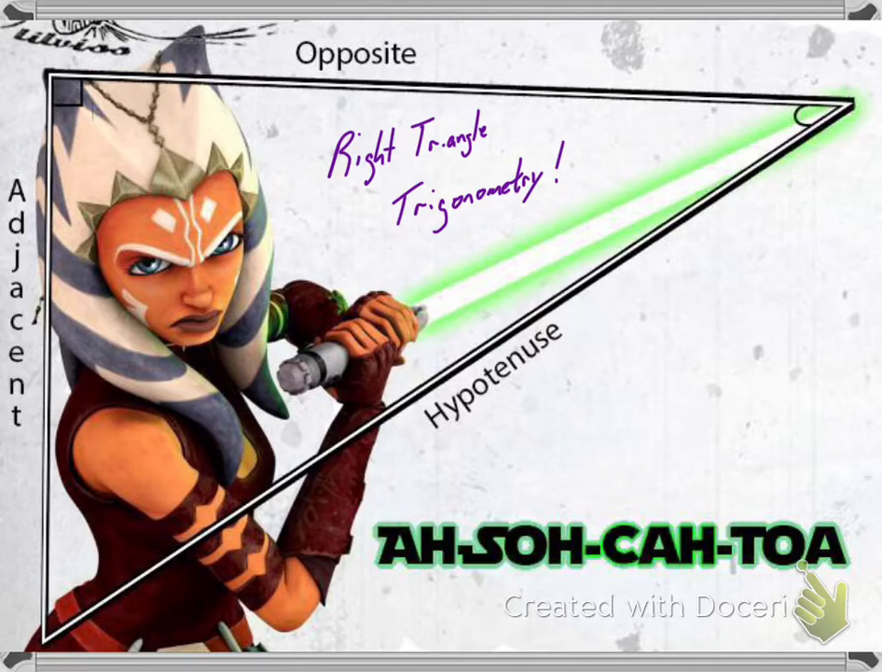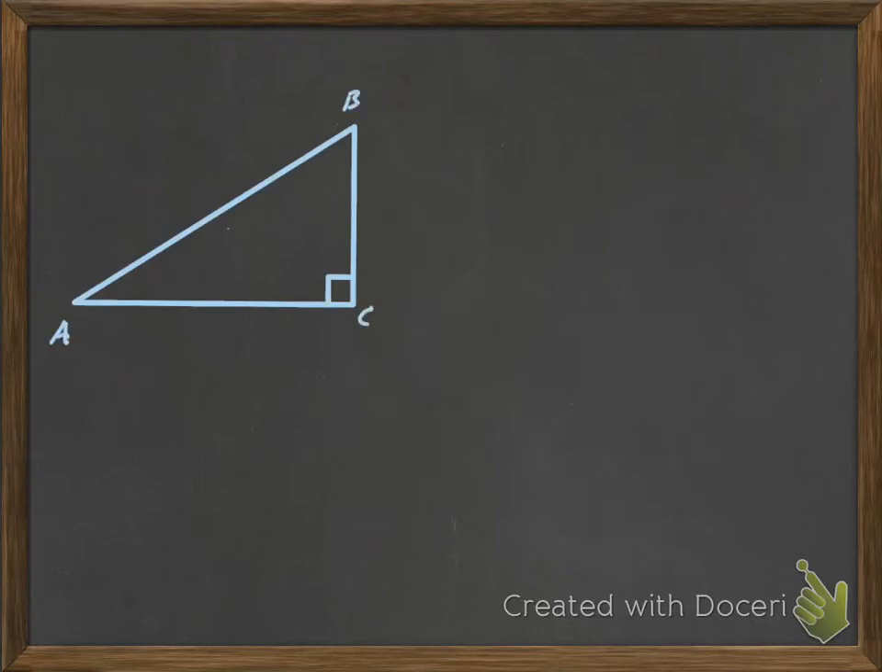But yeah. So let's think back to our similarity unit, right? And trigonometry in general is built off of similarity. So the whole concepts that we learned there are applicable here.